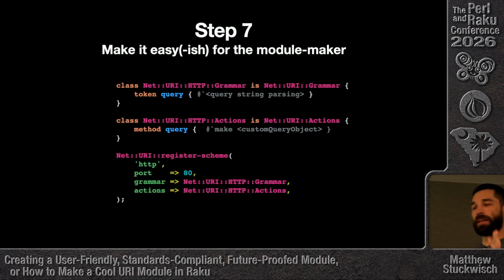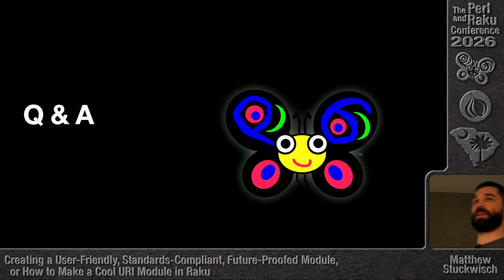And then we'll make it easy-ish for the module maker. Here's an example of how I might adjust the HTTP one. I just changed the one token for query, taking advantage of the entire grammar that's already been written. Just change that one, then adjust how we interpret it, and then we register it. And that's it. So that is my talk. If anyone has any questions or comments.